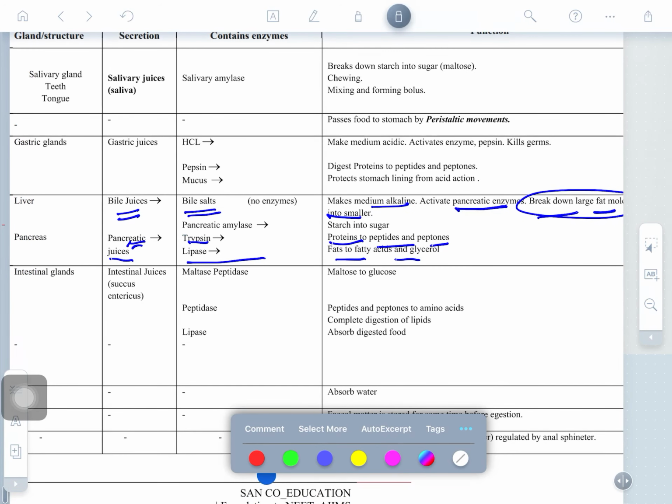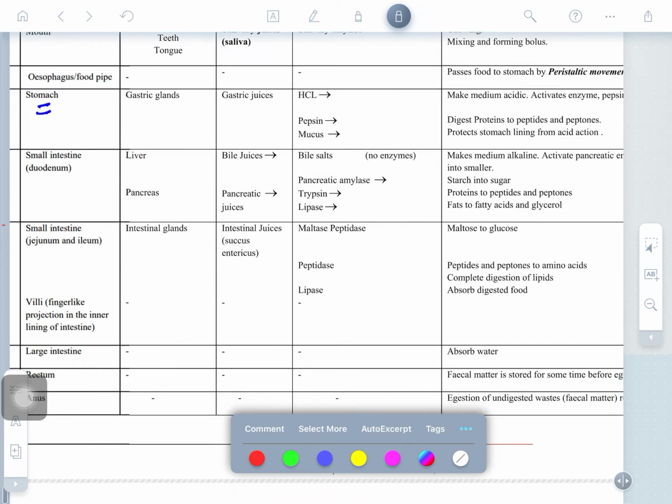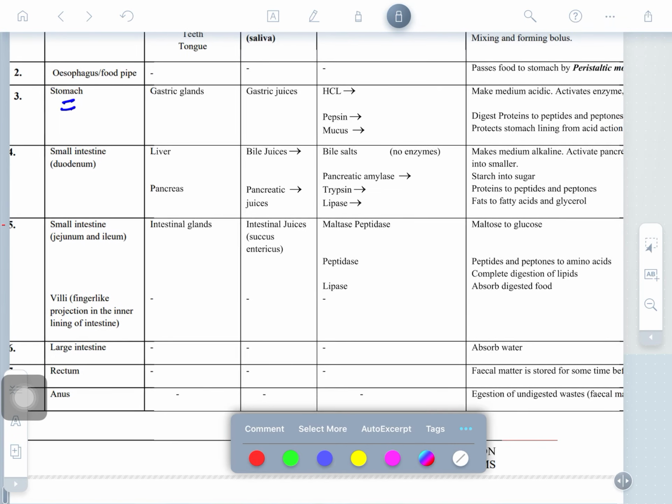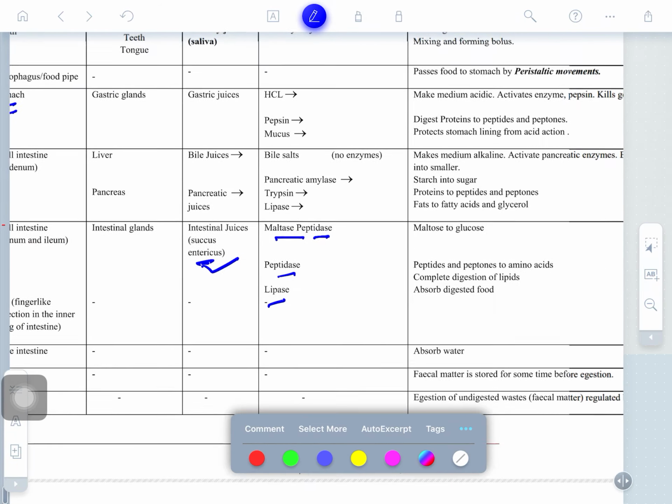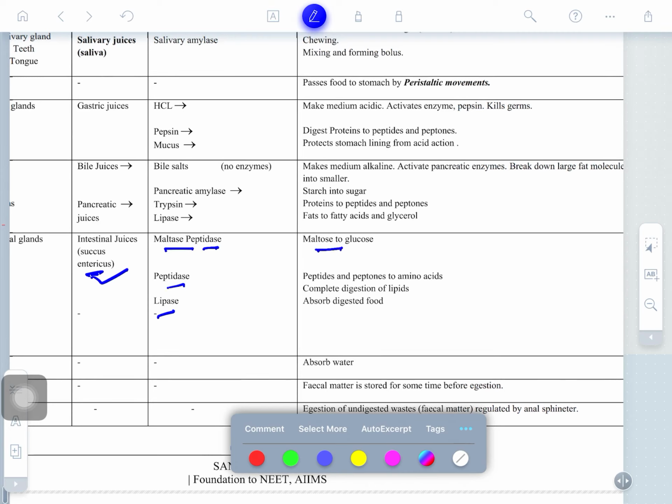Is that clear, guys? The secretions of each gland have specified functions. You just have to know. Now the small intestine again, jejunum and ileum. Intestinal glands are there. Their secretion is called intestinal juice, also called succus entericus. It contains maltase, peptidase and lipase. Maltase converts maltose to glucose, and peptidase converts peptides and peptones to amino acids.